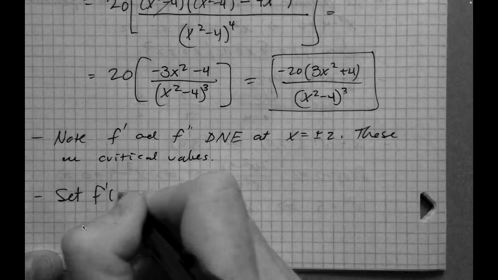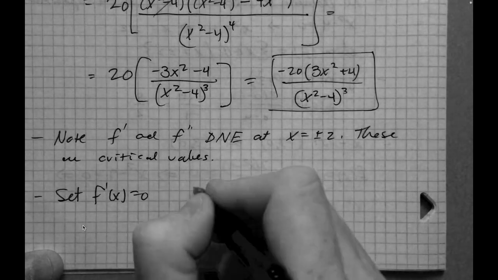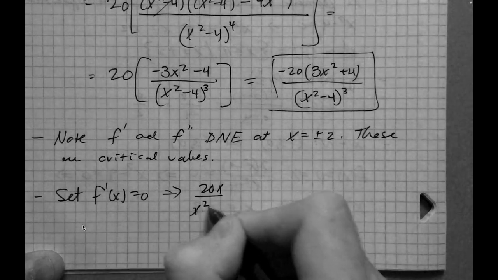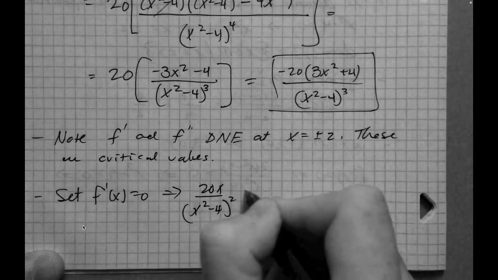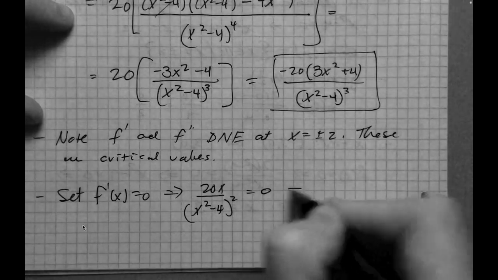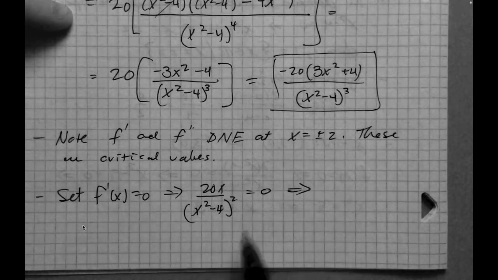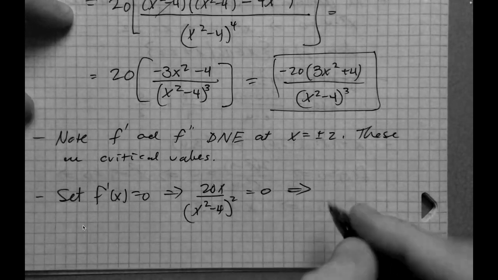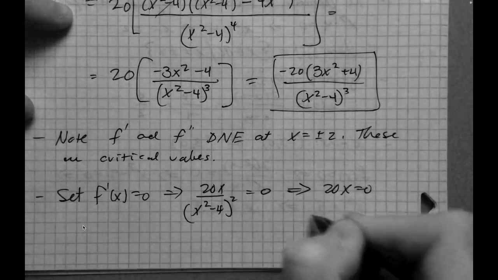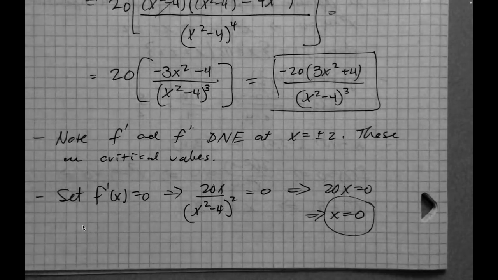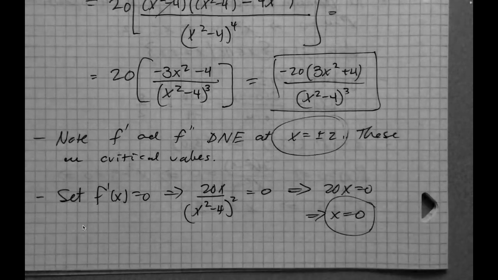Let's set f prime of x equal to 0. And so doing that, we would get 20x over x squared minus 4, quantity squared equals 0. And from that, we can see that the denominator, we can multiply both sides by that and get rid of it. And so 20x equals 0 implies x equals 0 is a critical point. Okay, got a critical point there. We've got these two critical points.